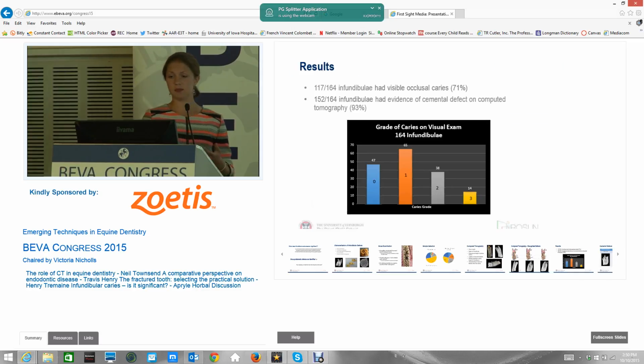And as I kind of expected, 71% of the teeth had these visible occlusal caries, of course tending to be grade 1 caries as opposed to the more severe 2 or 3. The kind of surprising thing as well, though, is that 93% of them had these cemental defects on CT scan. So whether they had caries or not, quite a few of them had defects deeper in their infundibulum.